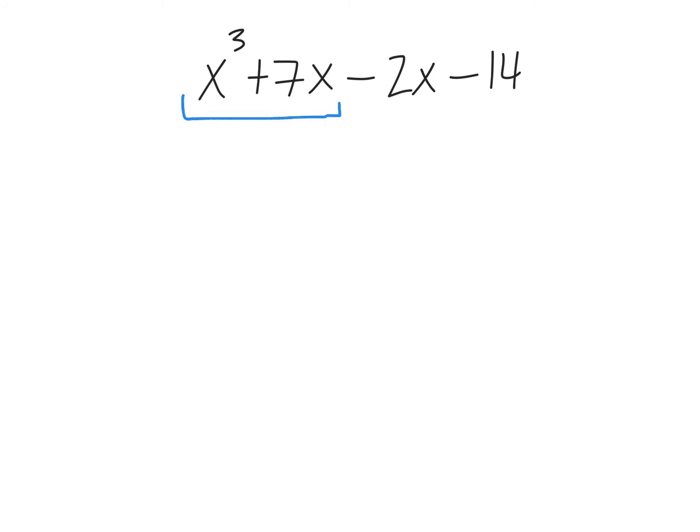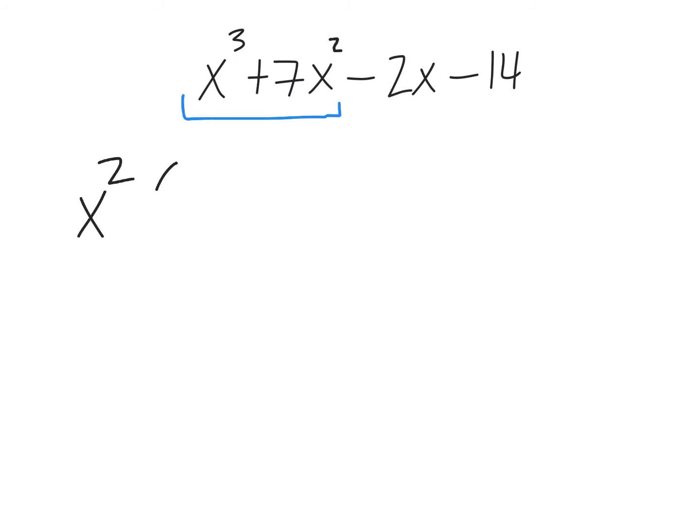Group number 1, I have x cubed plus 7x squared. What do they share in common? Actually, that should be a 7x squared. My bad. What do these two terms have in common? They have an x in common. What is the highest power of x that I can pull out of both terms? That's going to be an x squared.